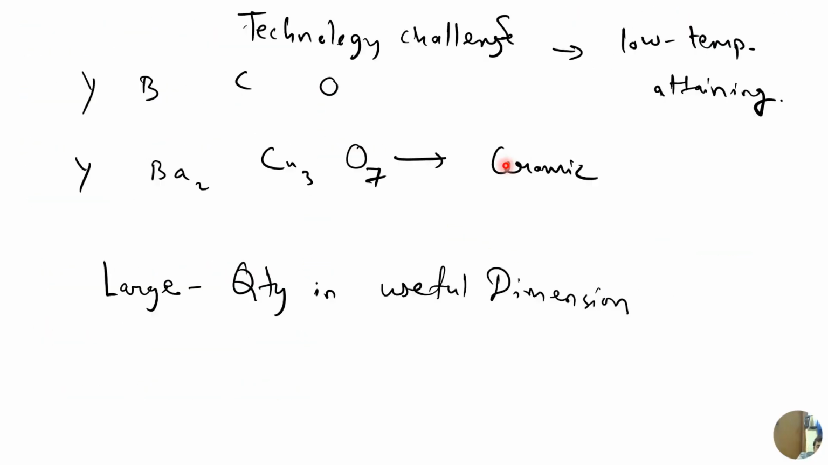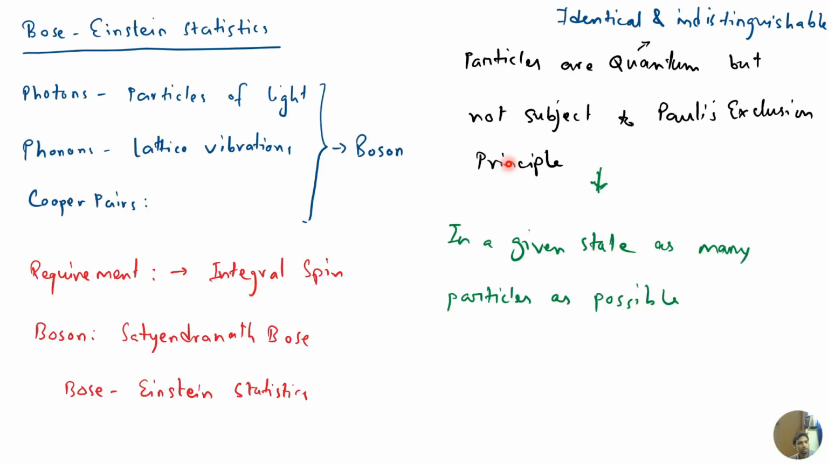And we saw that these Cooper pairs are bosons because they have integral spins. These Cooper pairs come into a particular category of particles called bosons. The requirement is that they need to have an integral spin. And boson is named after Satyendranath Bose, who actually gave the idea, and Einstein validated that idea. So it is called the Bose-Einstein statistics, the statistics that is followed by these particles.